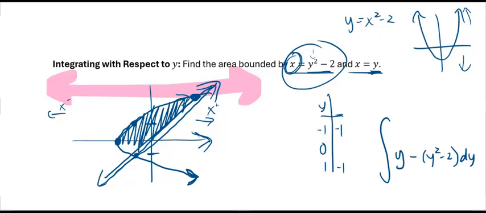Okay, and we integrate over y. And then I need values of y here. So what's my lowest y value? Well, that looks to be, I'm sorry, that's an x value. What's my lowest input value y? That should be here, right?